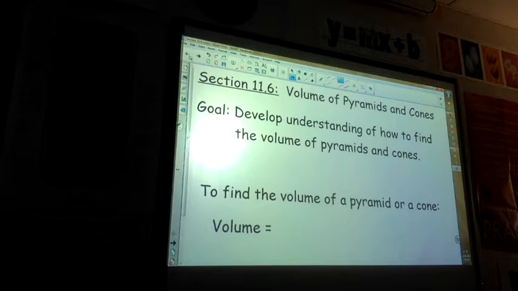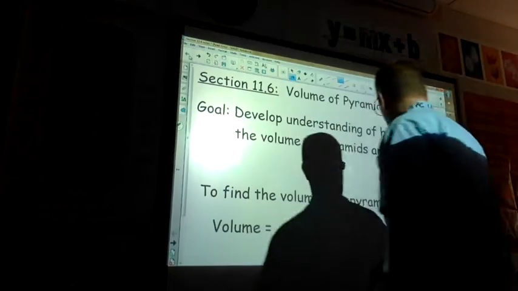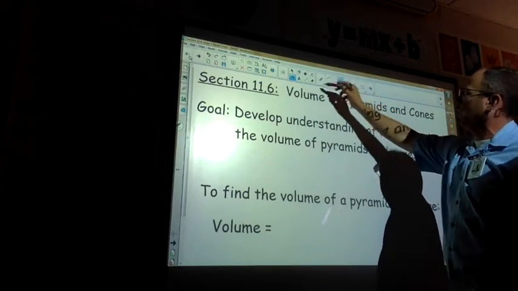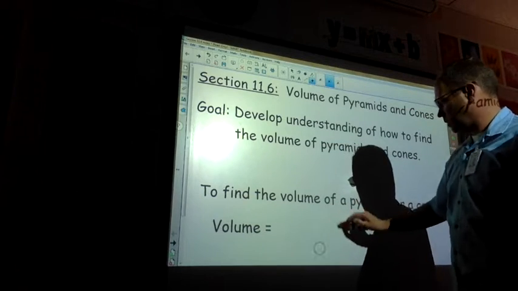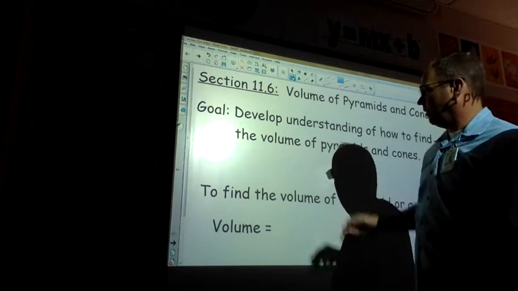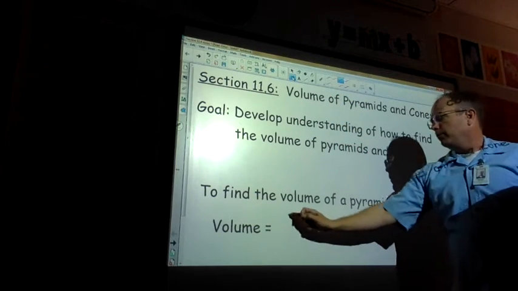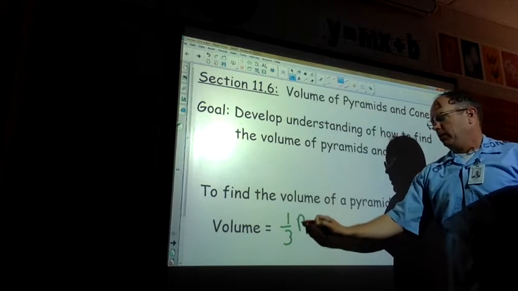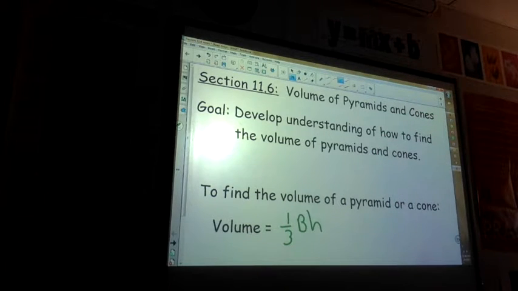Volumes of pyramids and cones, yay. Okay, develop and understand how to find the volume of pyramids and cones. To find the volume of a pyramid or a cone, volume equals, oh, can I erase, do you think? Wow. You played yourself, you have to know this one. Volume of a pyramid is 1/3 area of the base times the height. Okay? So volume of a pyramid or cone is 1/3 area of the base times the height. That's why we're using a capital B. Is that okay so far? Anyone stuck? Cool, thanks.